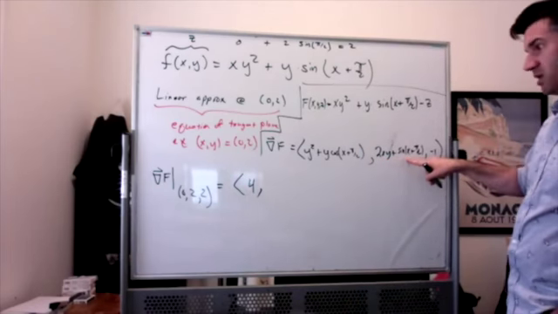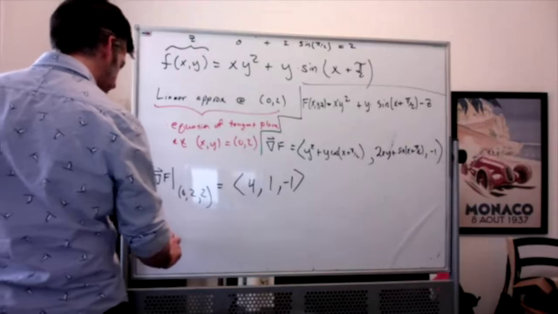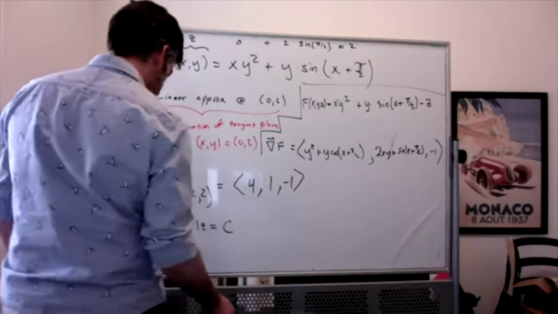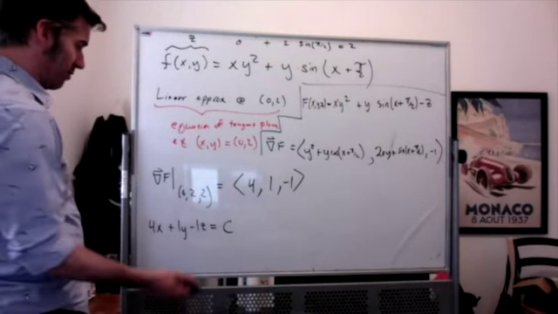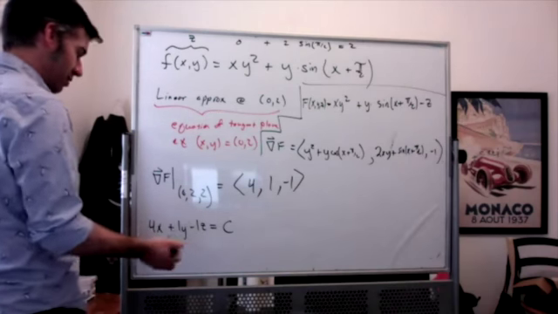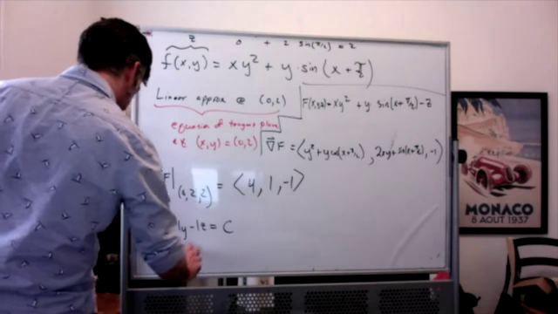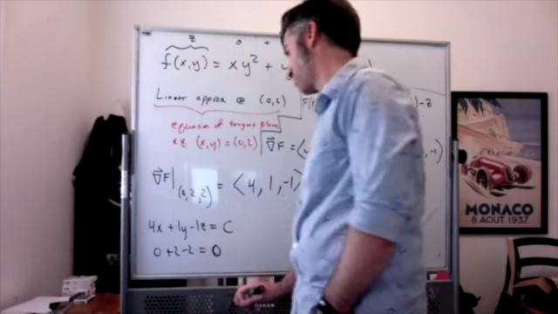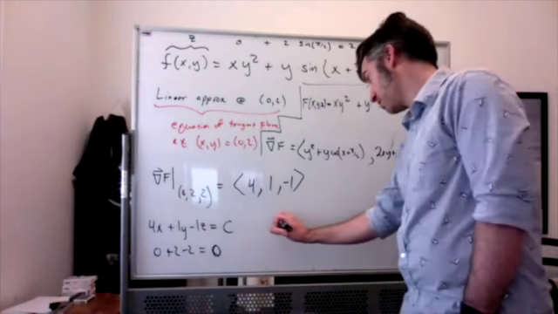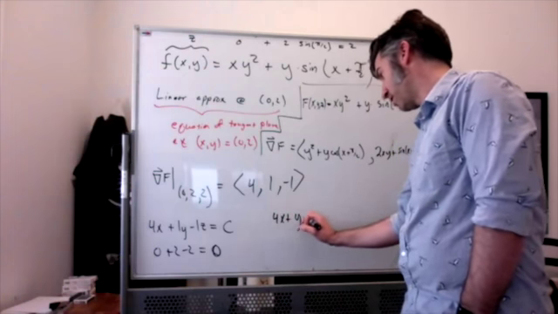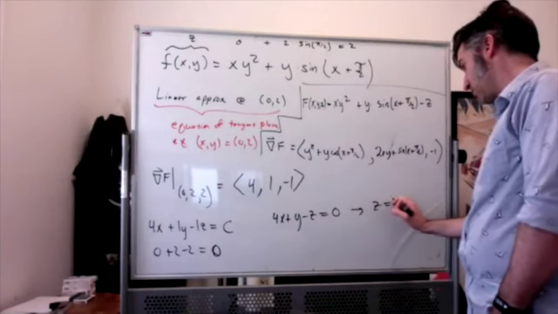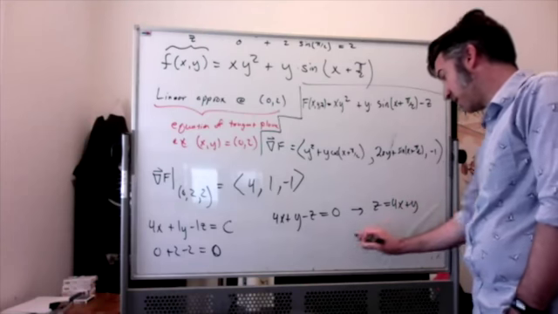And that's good. So then I can find the equation of the tangent plane. The equation of the tangent plane is going to be 4x plus 1y minus 1z equal to some constant. And the constant is going to be whatever I get when I plug in the point 0, 2, 2. So 0 plus 2 minus 2 equals the constant. It ends up being 0 here. So the equation of my tangent plane is 4x plus y minus z equals 0. Solving for z, z is equal to 4x plus y. So this is my linearization.